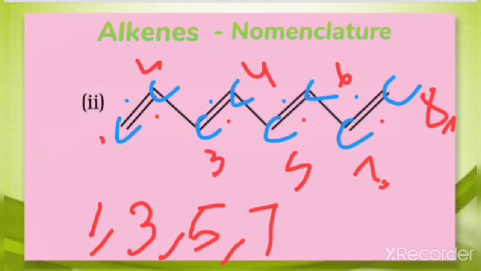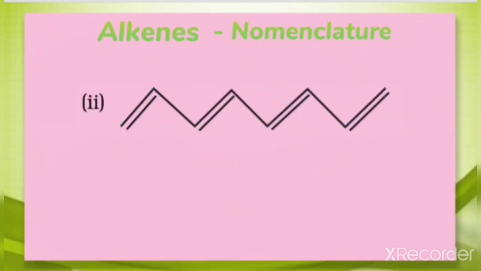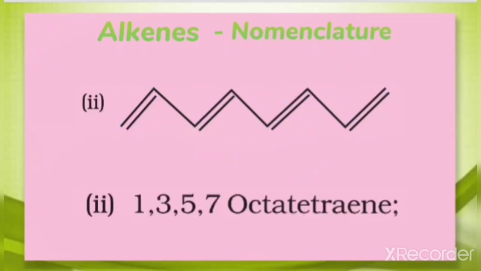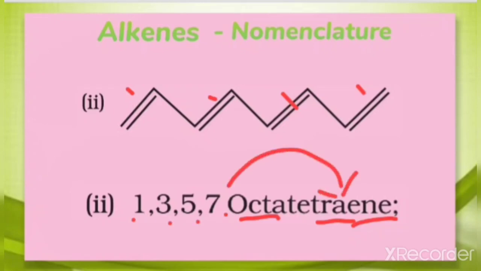These are the positions of the double bonds, and the word root is oct, and 4 double bonds are there, therefore tetraene. So what is the name for this one? 1, 3, 5, 7 octatetraene. Here the word tetra is used because 4 double bonds are here, that you can see, count 4 double bonds are there, therefore it is written as tetraene. It can also be written as octa-1,3,5,7-tetraene. This number you can also write here.